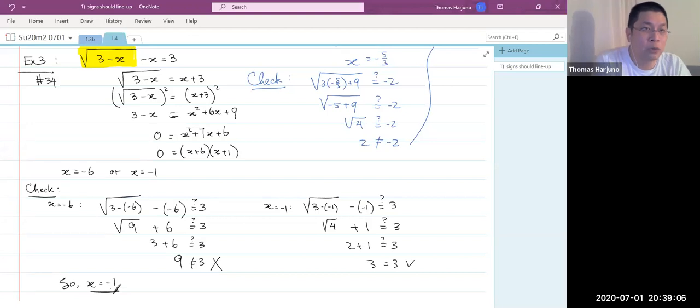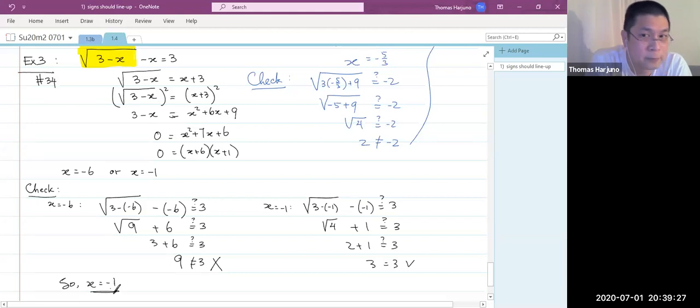Okay, so isolate the radical first, isolate the square root, and then square both sides. Because somewhere in the process you square both sides of the equation, you need to check whatever answer you have. Now you do the next one.